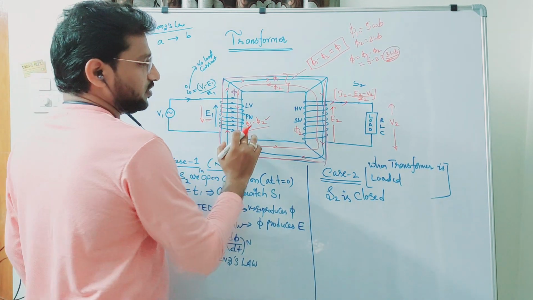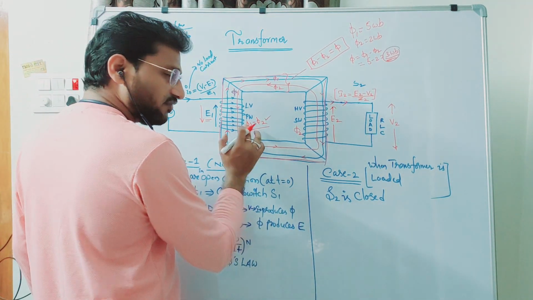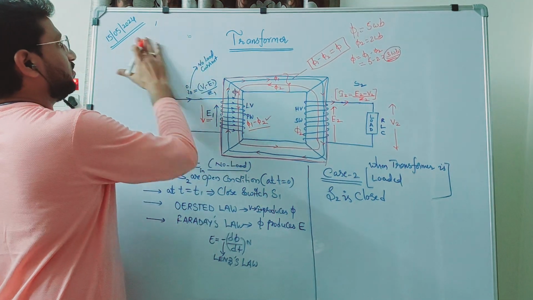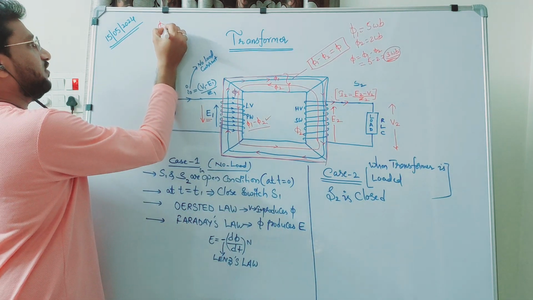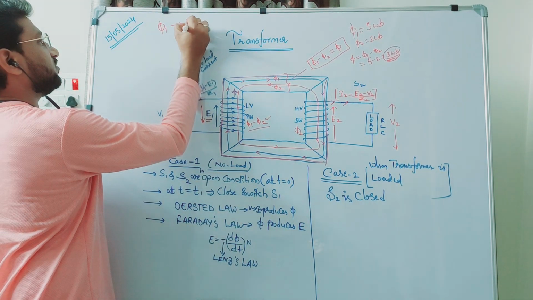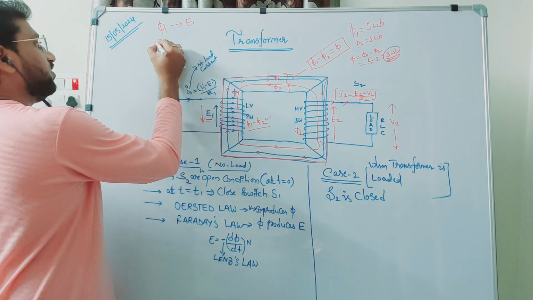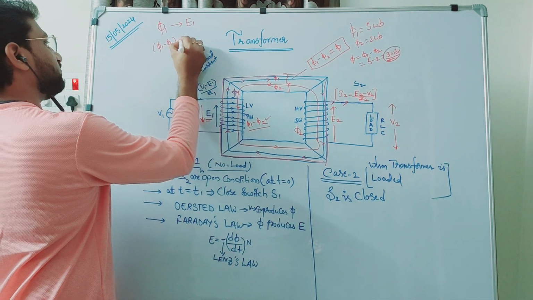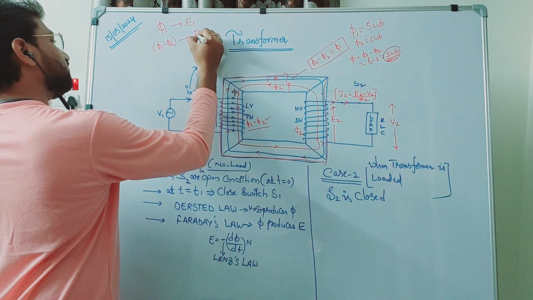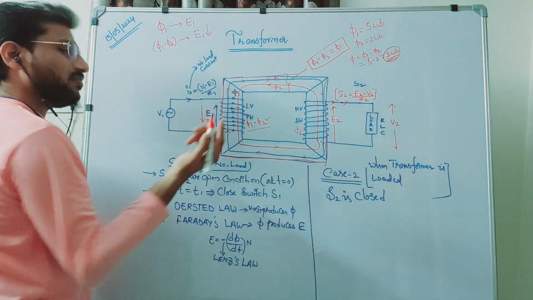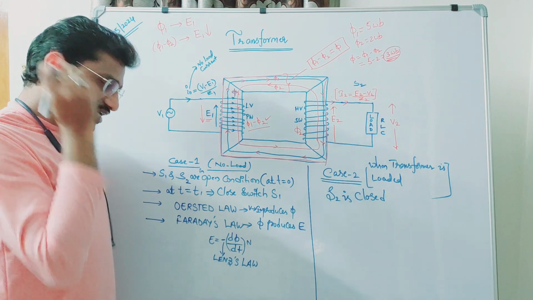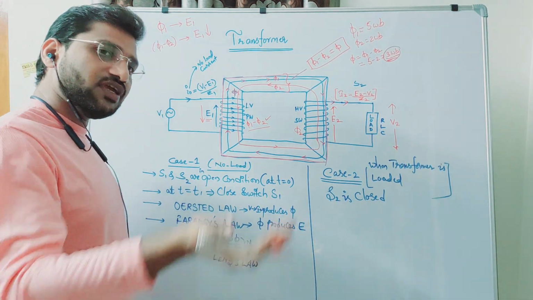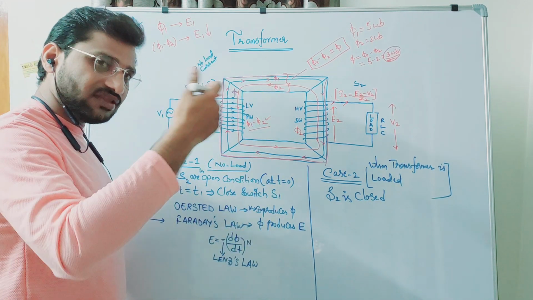Listen carefully. Initially, flux was phi 1 in the primary winding. It has produced E1. Phi 1 produced E1. Now the flux in the primary winding has become phi 1 minus phi 2. That means this E1 value decreases. There is no doubt, because as per Faraday's law, the amount of the voltage depends upon the number of flux linkages happening in the winding.